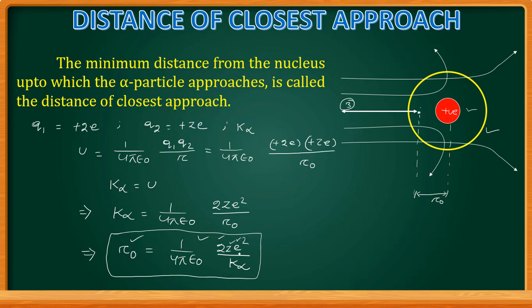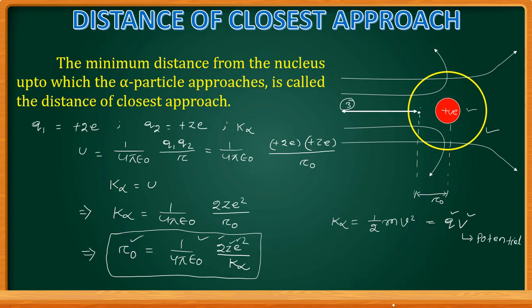Now how can you find K alpha? You can find K alpha in two ways. If the mass and velocity of the alpha particle are given, then kinetic energy can be written as half mv square. You know this, yes or no? And if the charge of the alpha particle is given and the potential given to this alpha particle is given, then the kinetic energy of the alpha particle can be written as q into V. Yes or no? This q is the charge of the alpha particle, and this V is the potential difference, or you can say potential also here.